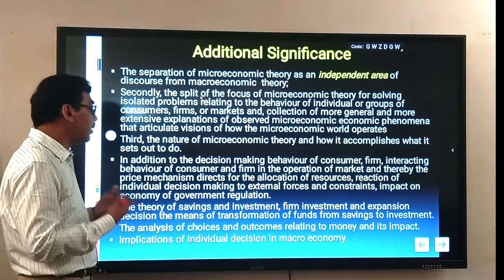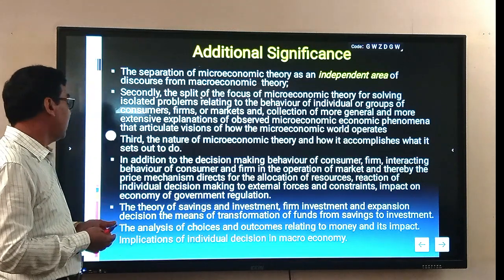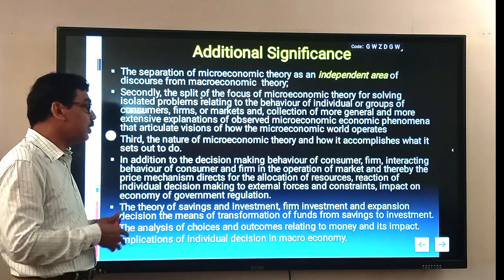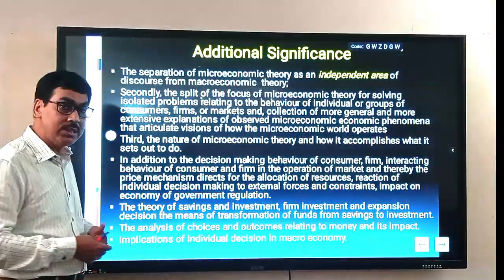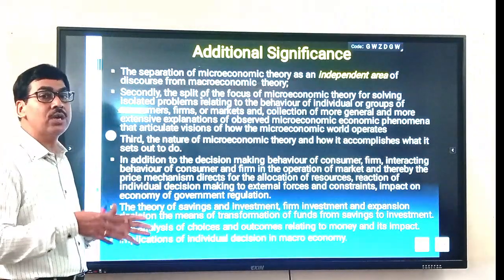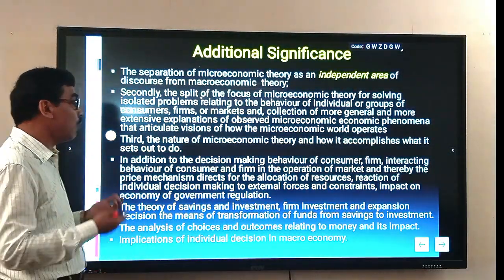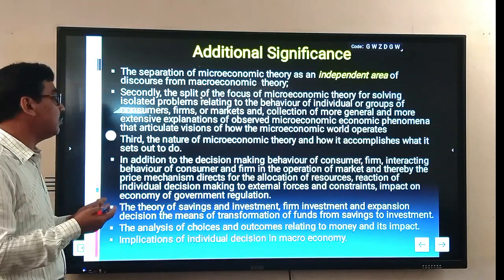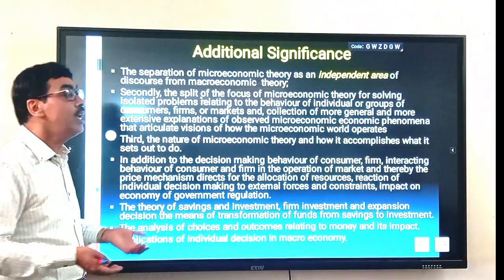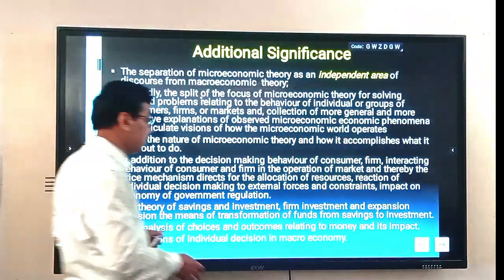The theory of savings and investment, firm investment, expansion decisions, the means of transformation of funds from savings to investment, that is, channelization of saving into productive investment, is also based on these microeconomic foundations. The analysis of choices and outcomes relating to money and its impact, and the implications of individual decisions in the macroeconomy, are also areas where microeconomics focuses.